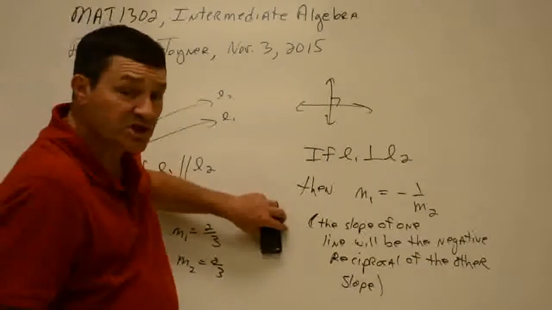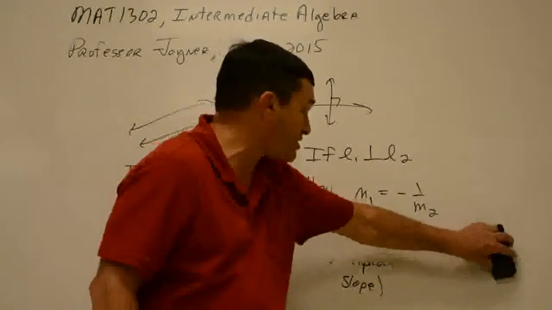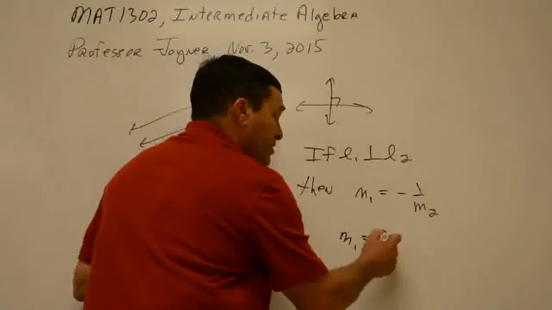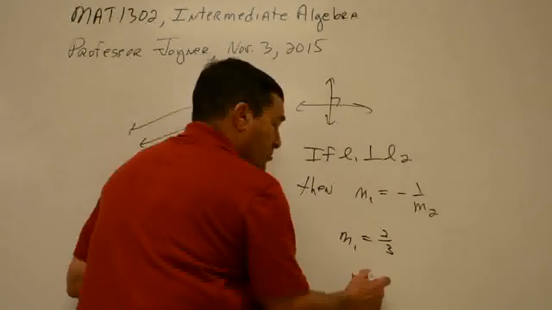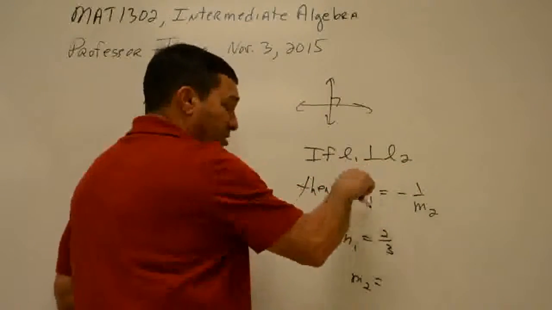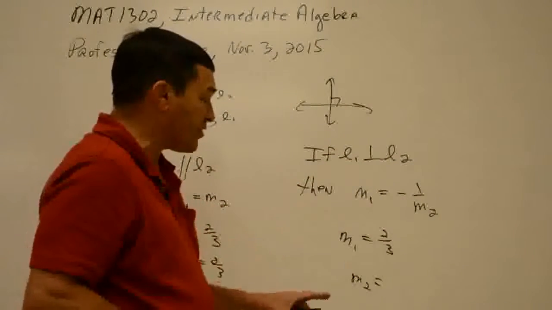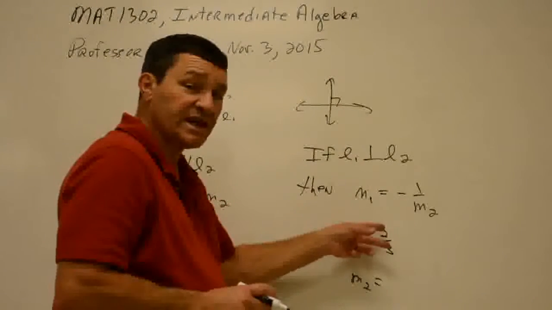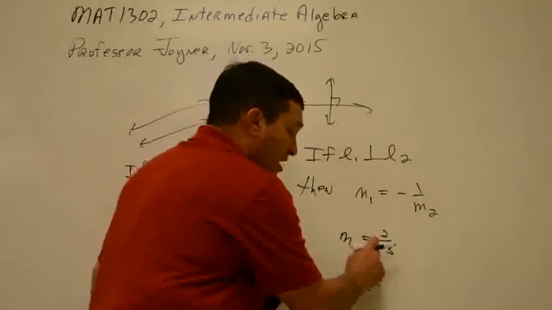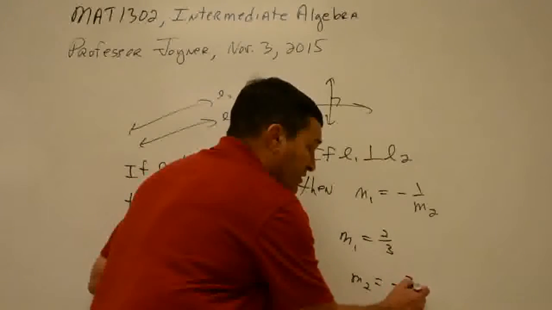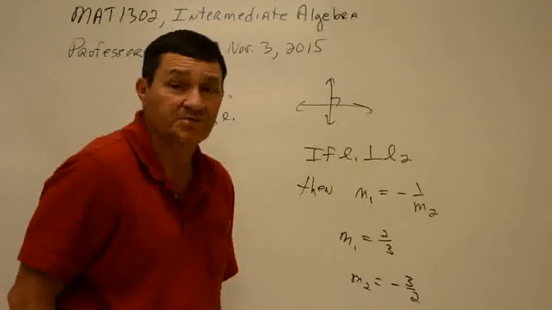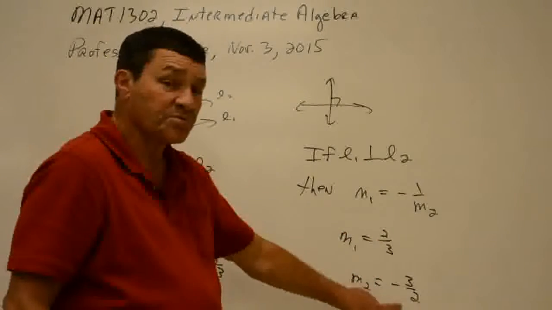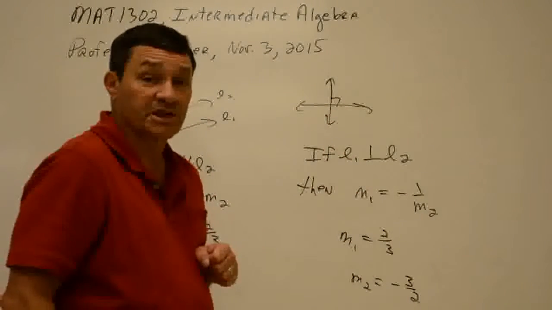What does it mean for a slope to be the negative reciprocal of another? Watch this. If the slope of line 1 is equal to 2/3, and line 2 is perpendicular to line 1, the negative reciprocal is this. Flip that fraction upside down and change the sign of it. So if it's positive 2/3 here, it would be negative 3/2. That's the negative reciprocal. Isn't that easy? If one slope is 2/3 and this slope is negative 3/2, then they're perpendicular lines.